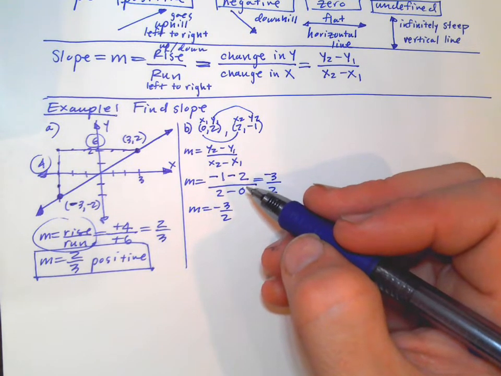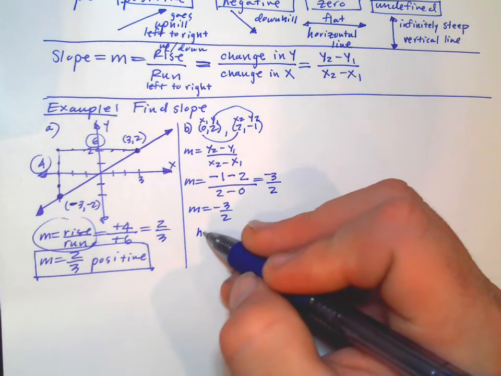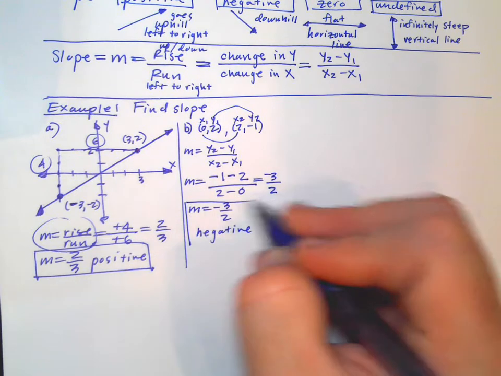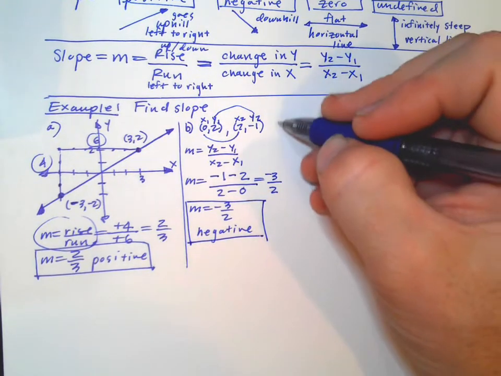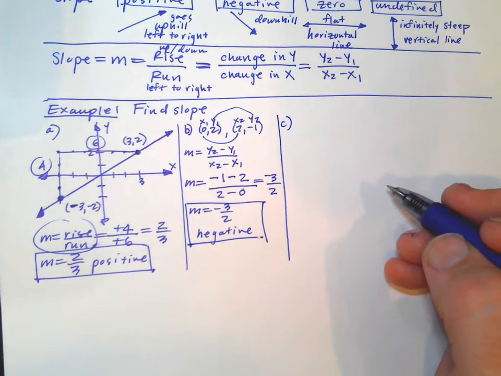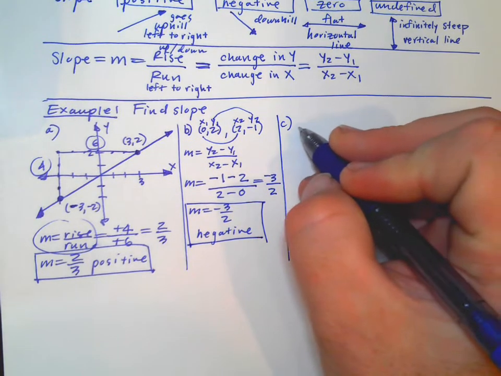And that is a negative slope. And if you were to graph it, it would look like it was going down. So that's another way you could be given a problem. Another way is you could be given a table.